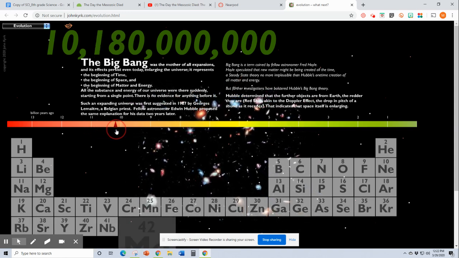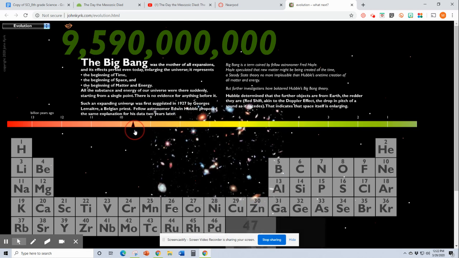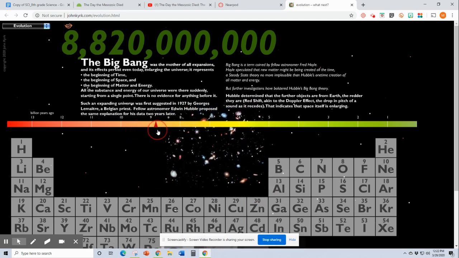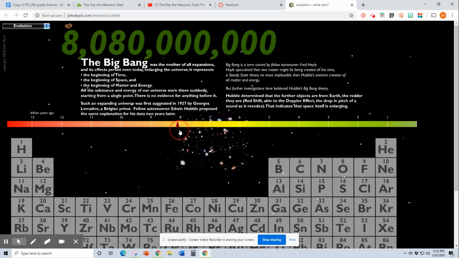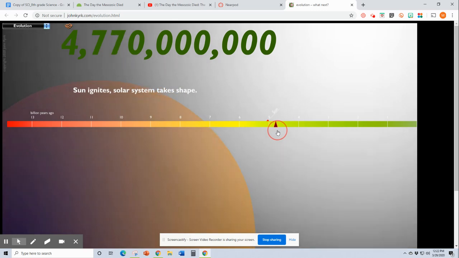All right, we don't have our sun yet. Let's see how far I have to go to get the sun. Going and going and going. So I'm moving the slider. Aha, there we go. There's our sun right there. And I'll keep moving it.